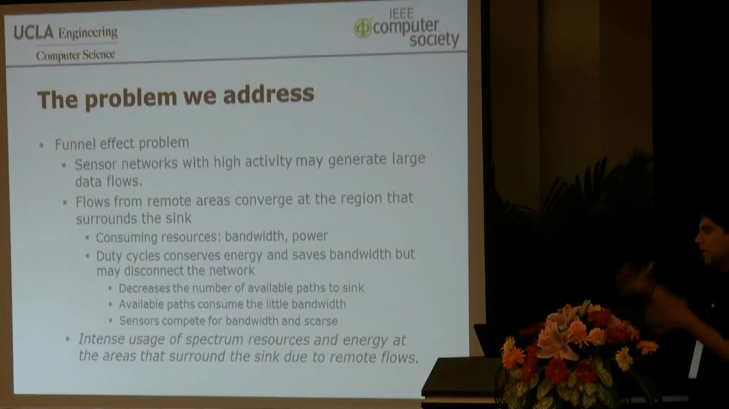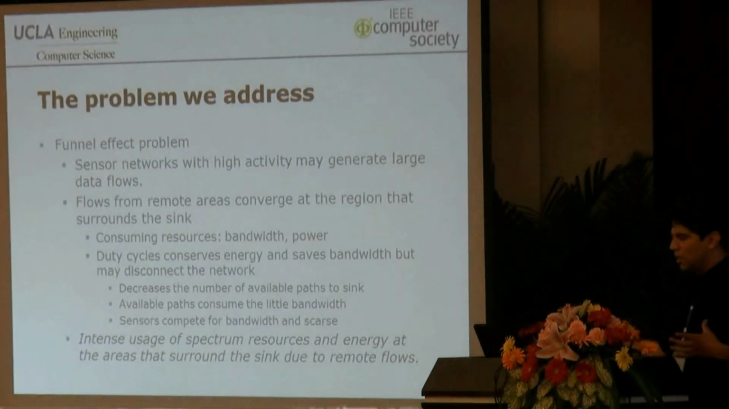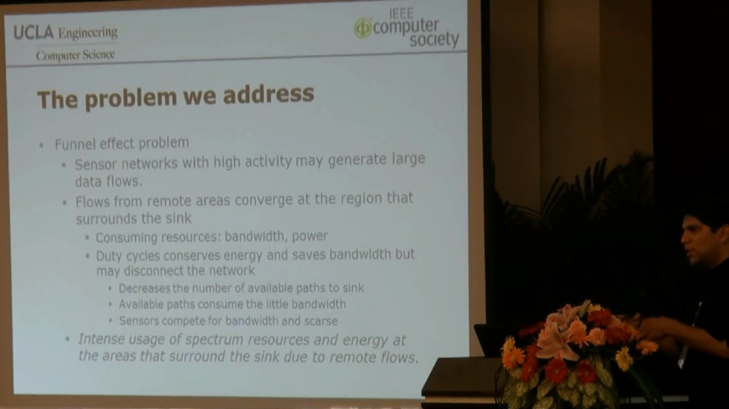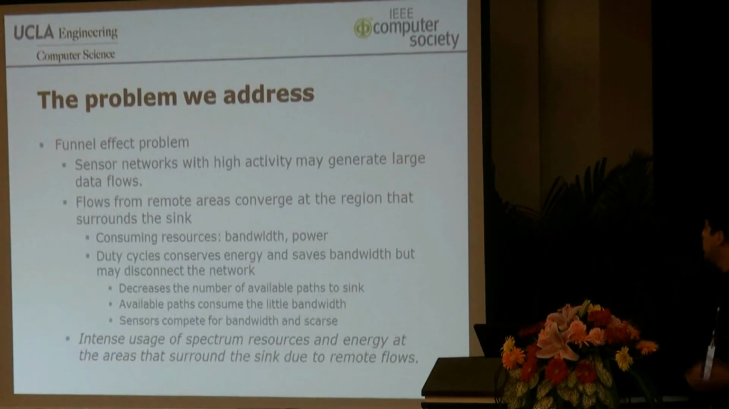This paper addresses the funnel effect problem. Sensors deliver their sensed data to the sink, but most of the data that actually gets across is from the sensors that are within range of the sink. This causes the remote sensors to start to drain their resources, which are bandwidth and battery power. There are some techniques to avoid this, such as duty cycles, but when sensors use duty cycles, the network might get disconnected. So this is probably not a good idea here.